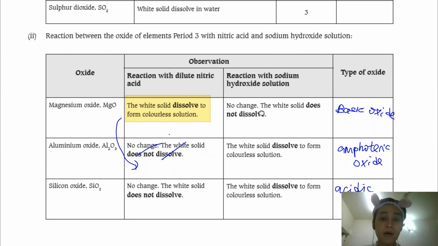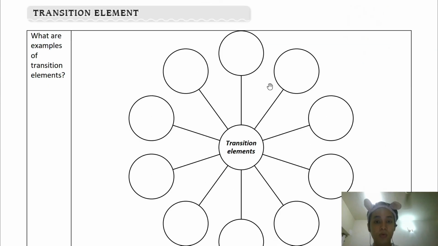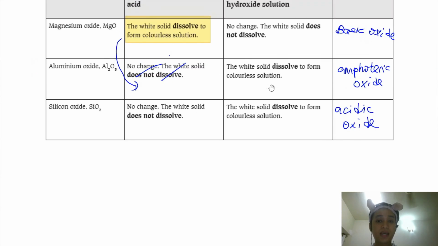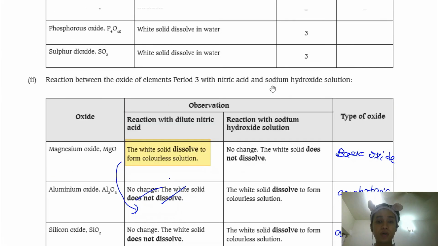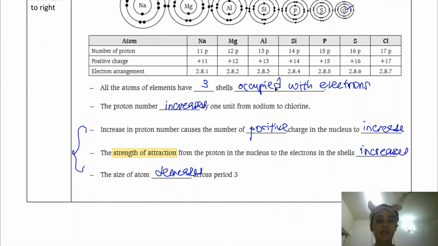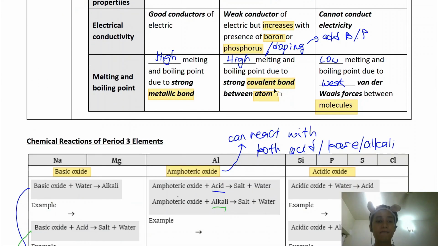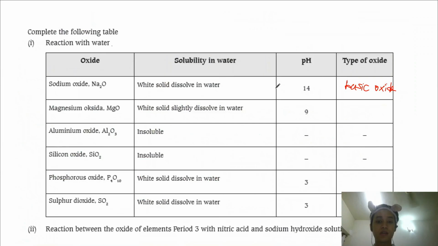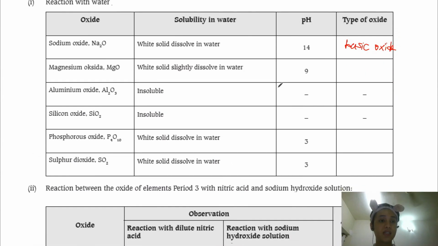So that is it for the chemical reactions for period 3. We only study the oxides. The important things are the trends: atomic size, electronegativity, and then the chemical reactions. So that is it for today. See you again soon.